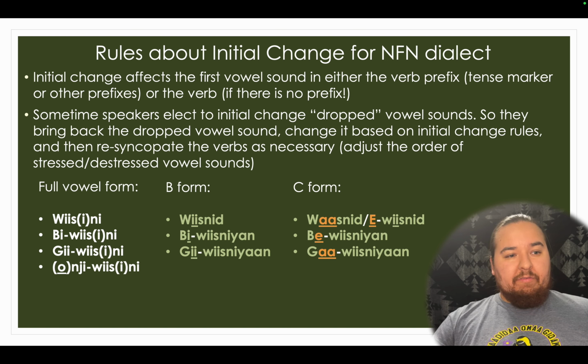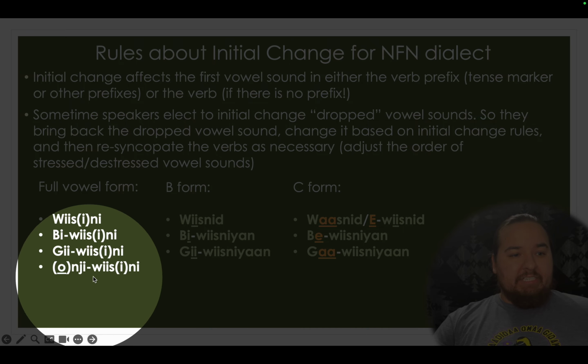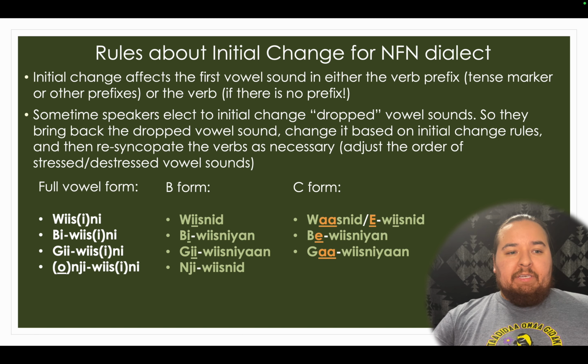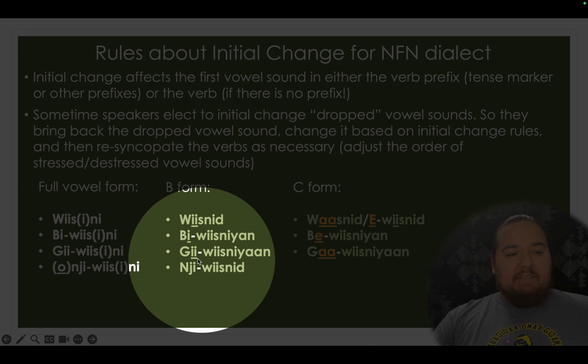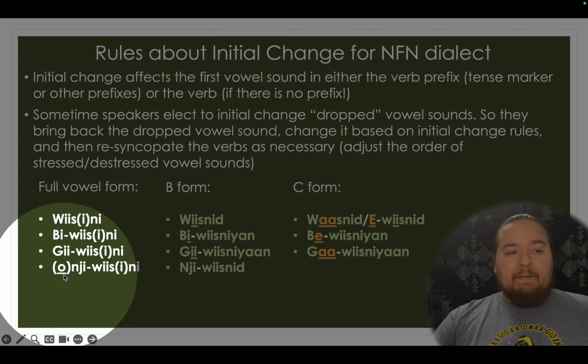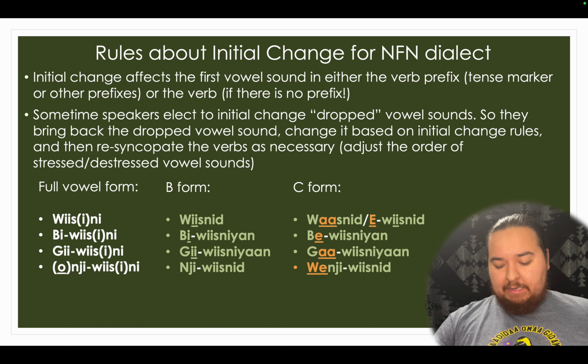Next here we have unjewisne, or njewisne as we say in Nipissing. We de-stress that O sound, the I sound, so it sounds like njewisne. And so we have njewisnid. Now you're wondering, where is the underlying sound we change? It's been de-stressed, so it's over here. So we take that O sound and change it based on our rules from the last slide. Wenjewisnid. So O becomes a WE sound or an E sound.